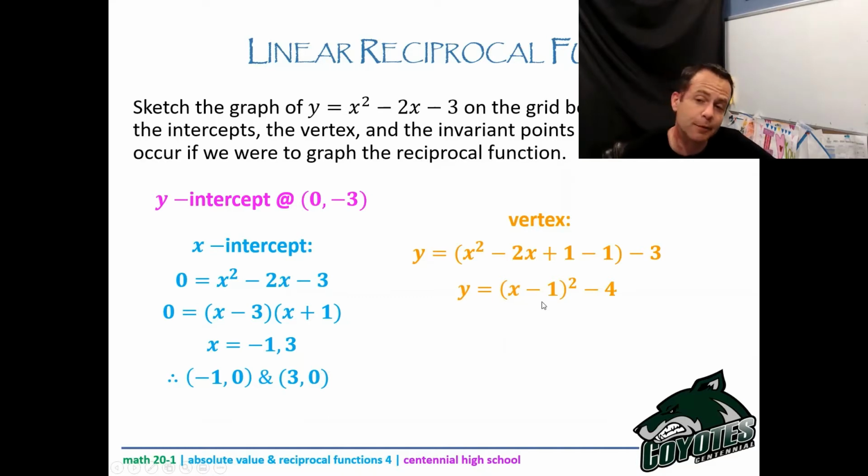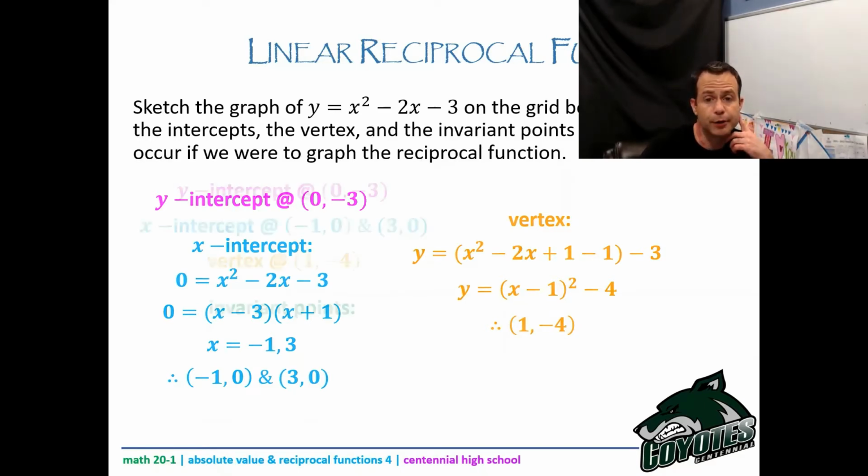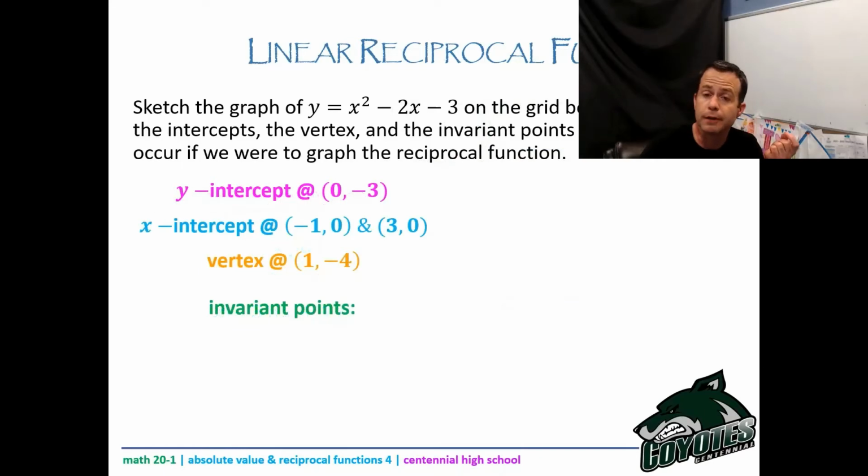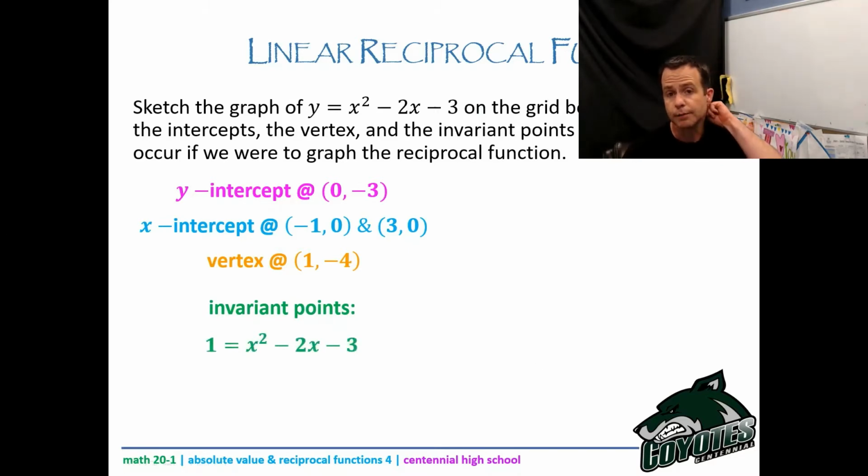Okay, so that means I have a vertex at 1, -4. So I found my y-intercept, I found my x-intercepts, I found my vertex. Now I want to take a look at invariant points. Now remember, invariant points are at 1 and -1 for the y value. So what I do is I need to plug 1 in for y and solve for x, and -1 in for y and solve for x. So I'm going to start by plugging 1 in for y and solving for x.